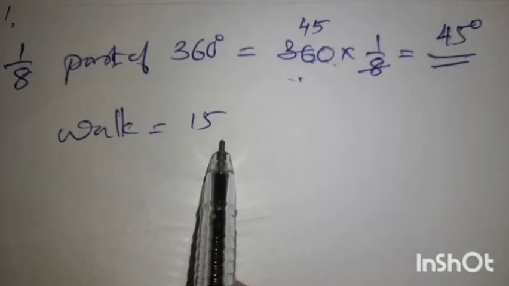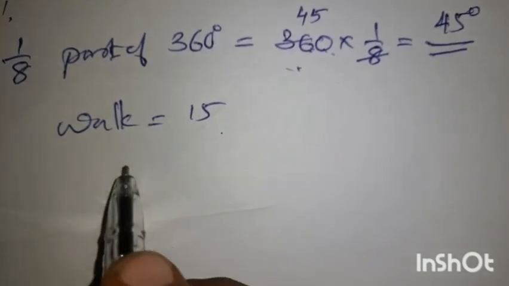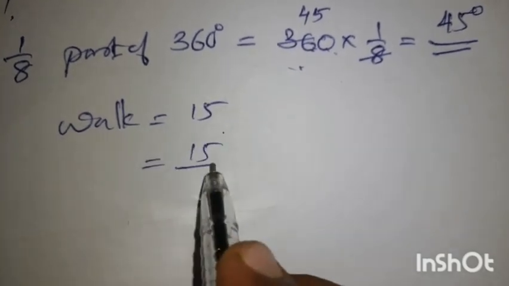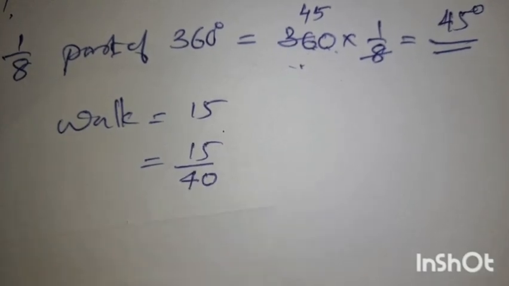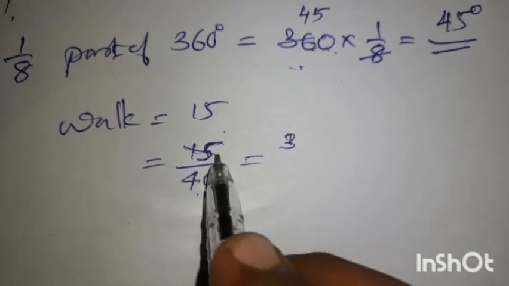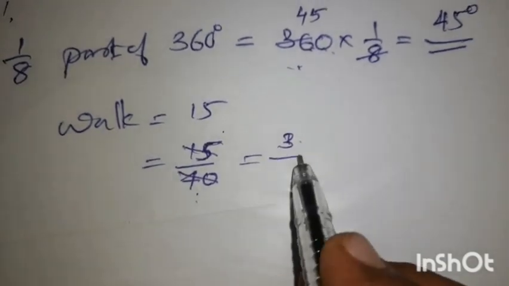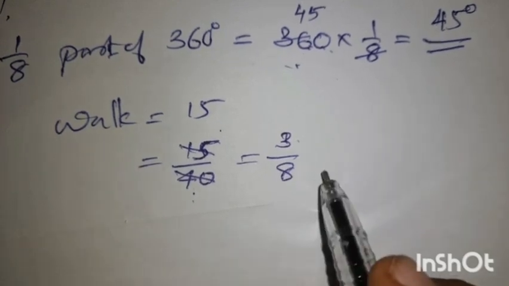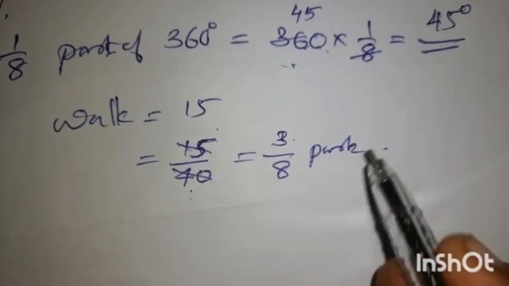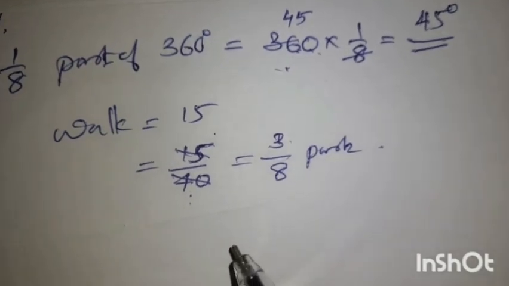How much part of the circle is this 15? That is equal to 15 divided by the total 40 students, or divided by 5. If you divide by 5, you will get 3. 5 3s are 15, 8 5s are 40. So 3/8 part of the circle is students who are coming through walking.